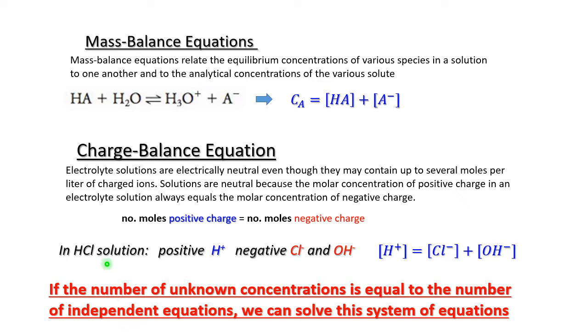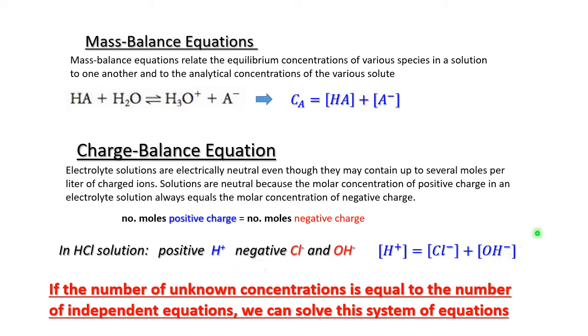So for example, in a solution of HCl, there is only one positive ion, H+, and there are two negative ions, Cl- and OH-. So the total concentration of H+ is equal to that of Cl- and OH-. In most cases, this last one is very small.